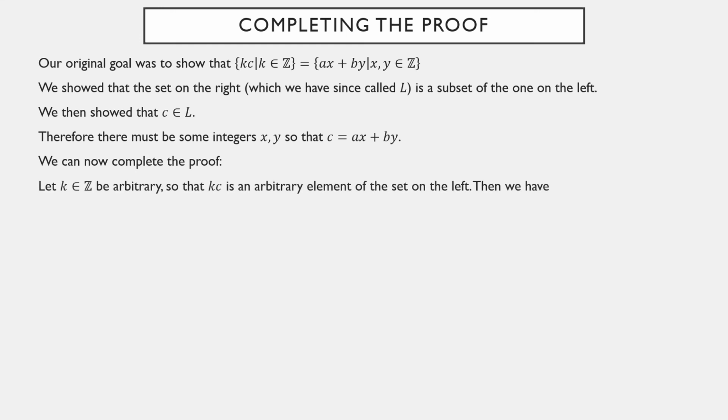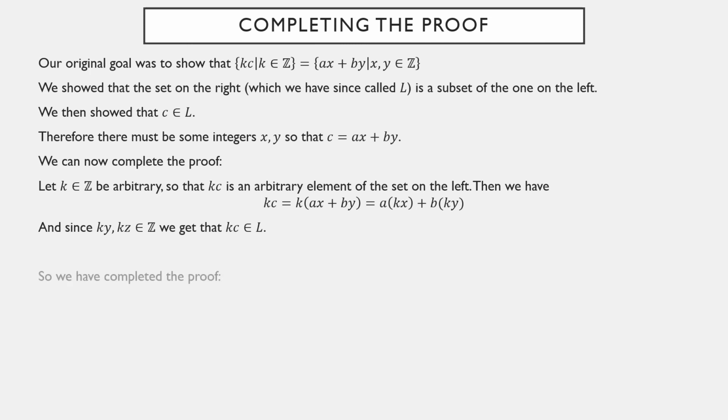If K is an arbitrary integer, in other words, K times C is an arbitrary element of the set on the left, well, C can be written as AX plus BY, and we simply distribute out that K and then refactor. And we have that K times C is A times one integer plus B times another. In other words, K times C belongs to the set L. So any element of the set on the left belongs to the set on the right. And that finishes the proof of mutual containment that these two sets are in fact equal. So we've completed that proof.